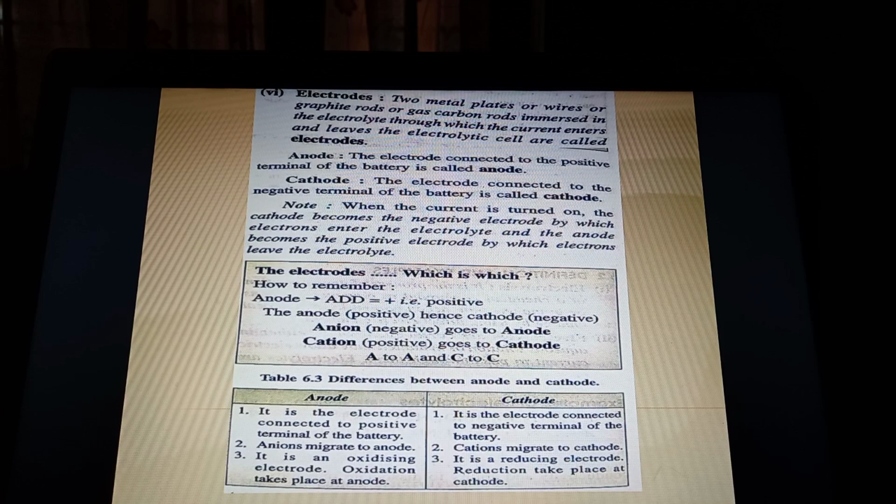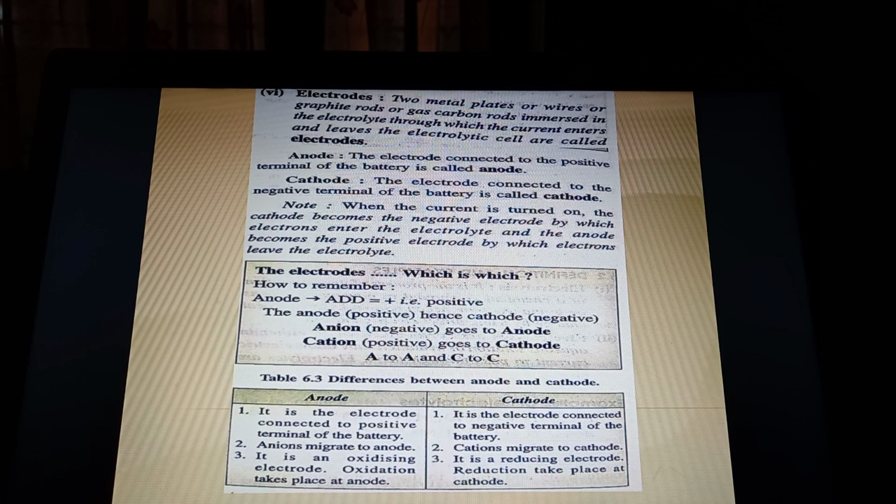A goes to A, so anions migrate to anode. C goes to C, so cations migrate to cathode. Now anode is an oxidizing electrode. Why? Because oxidation takes place here. This point will become clearer as we will take up examples.